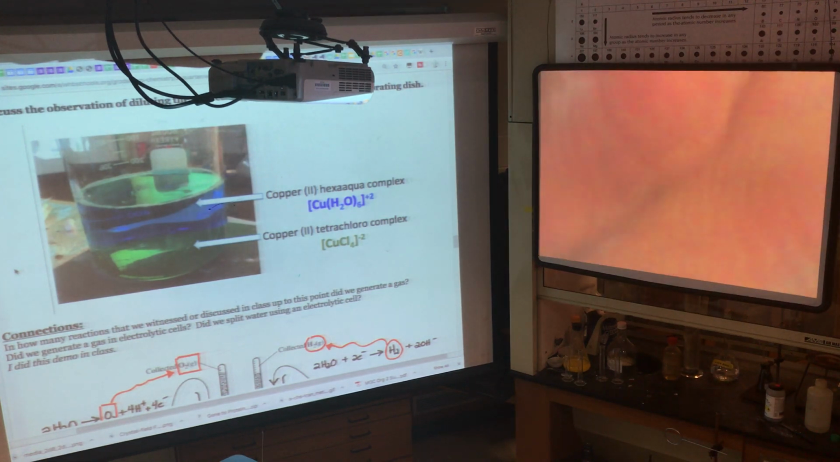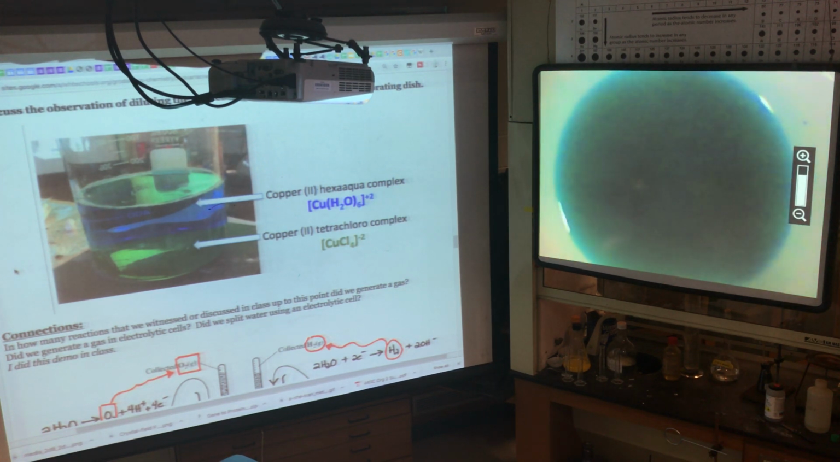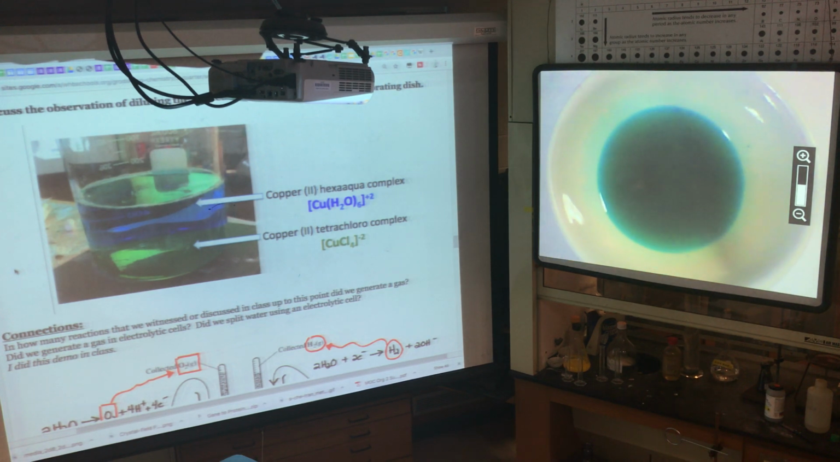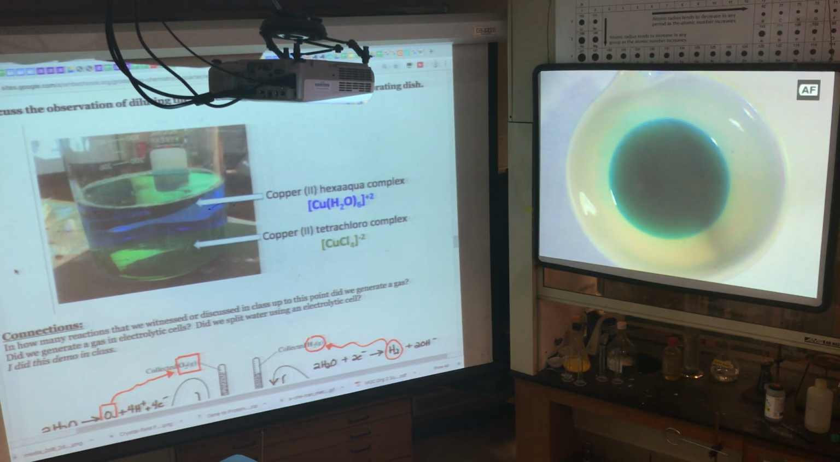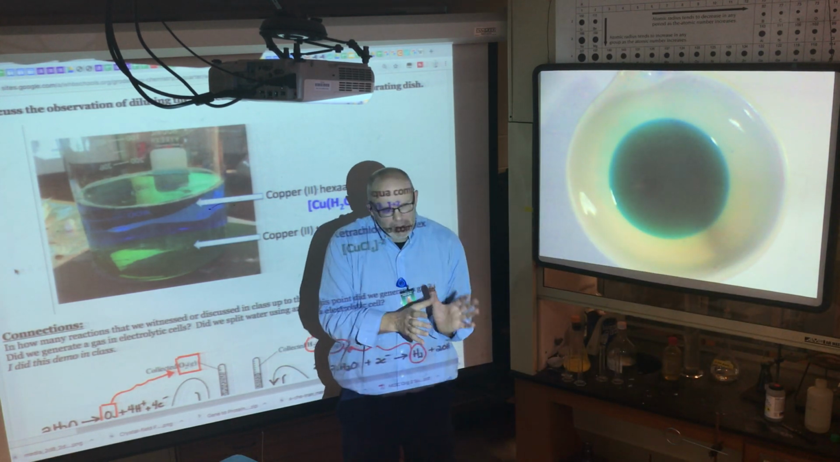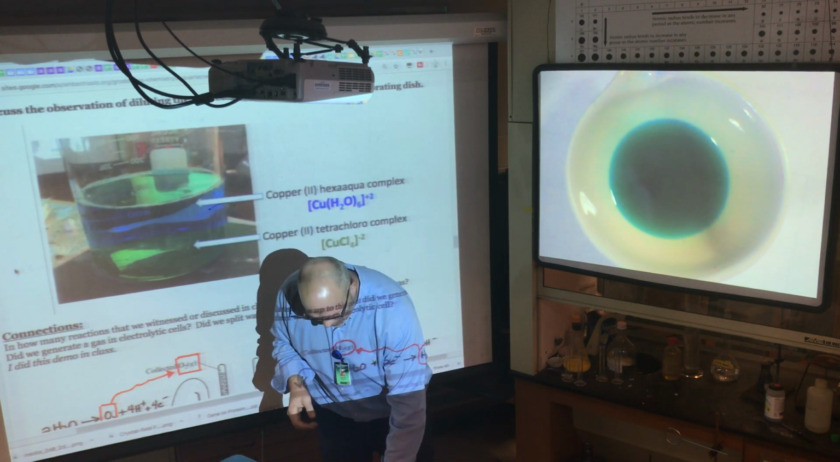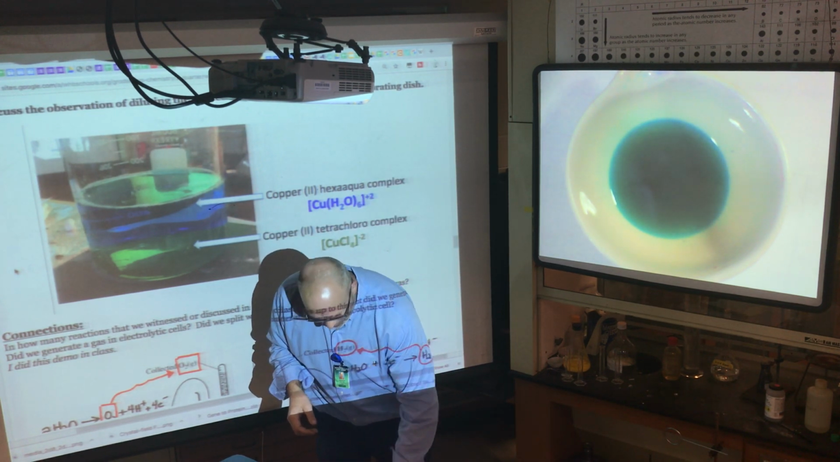Here is the evaporating dish that you obtained. Up close and personal, there's our evaporating dish. Everyone noticed that color right there, which is not really the color of the solution in water. I do want to explain what we have going on here.